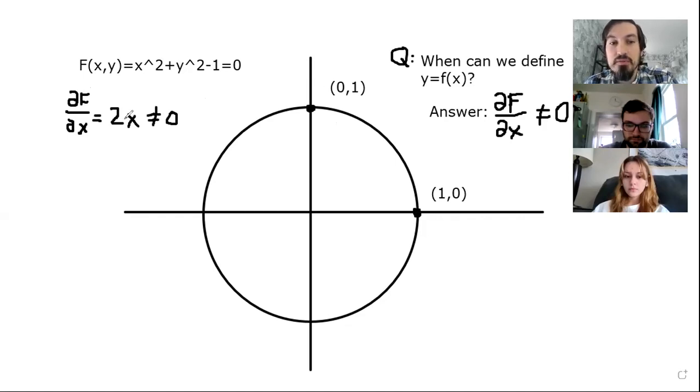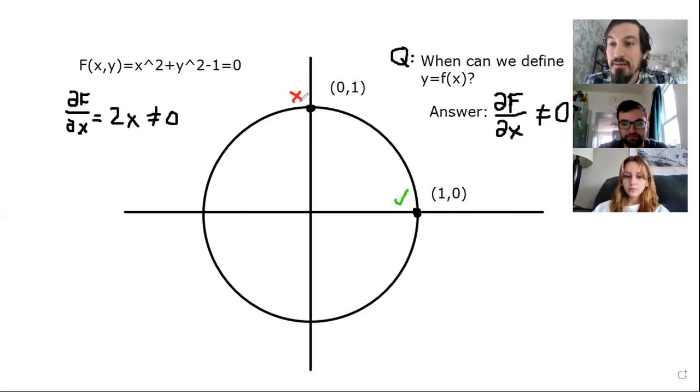At this point, x equals 0. That would violate this equation. X equals 1 would satisfy this equation. So what Jordan says is partial f over partial x not equal to 0 implies that we can define a function here. Yeah, we can define a function here, but not here. Let me do little checks and x's for that. This is the Jordan hypothesis. Do you mind if I name it after you? The Jordan hypothesis is we're okay over here, check, but we're not okay here, x. What do you guys think about that?